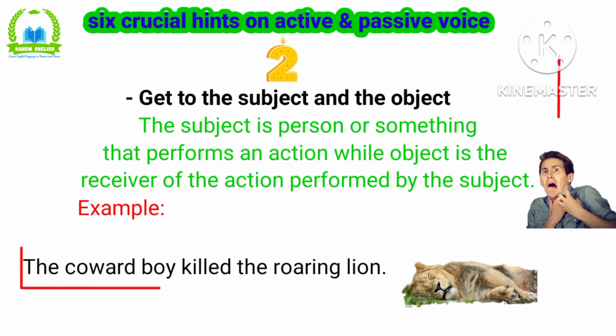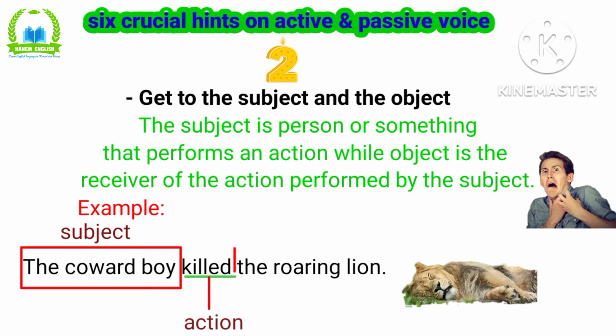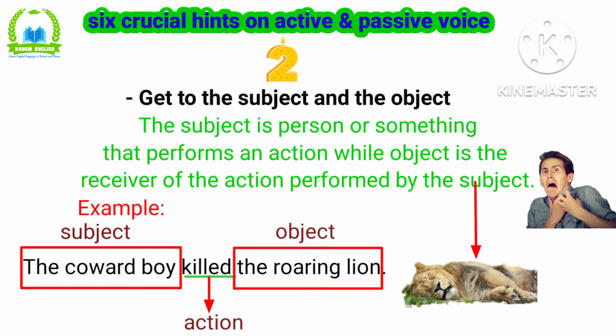So now we have the coward boy. This is the subject. What does the subject perform? He performed the action of killing something. Killed, this is the verb, the action, while the roaring lion is the object.